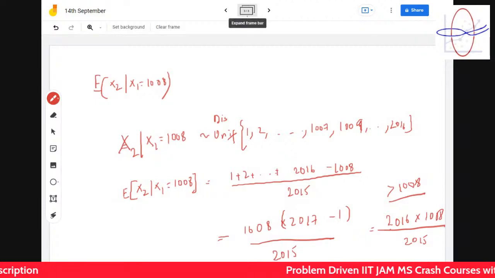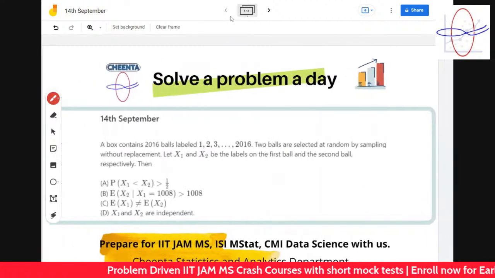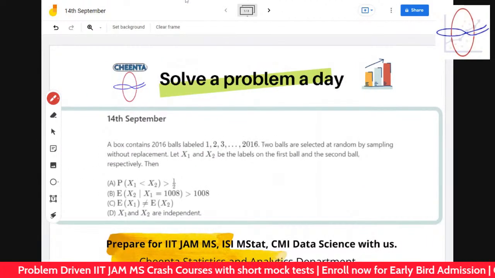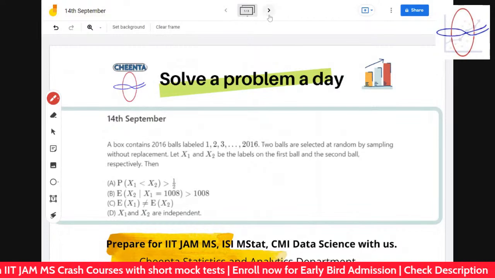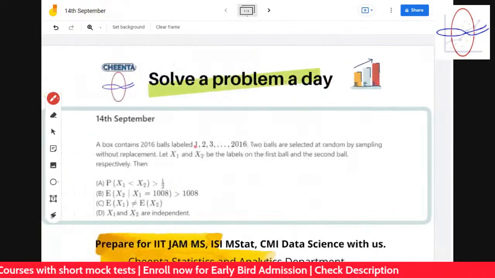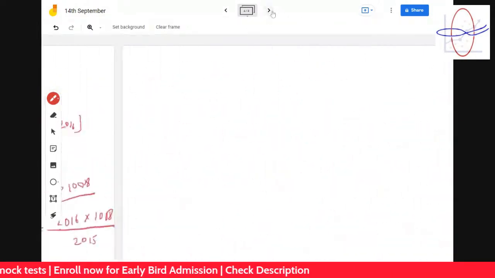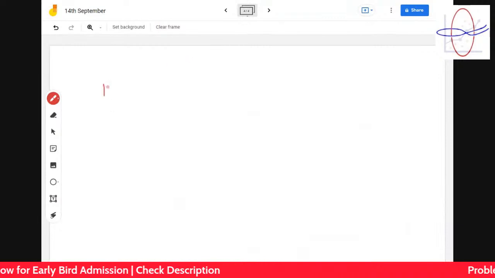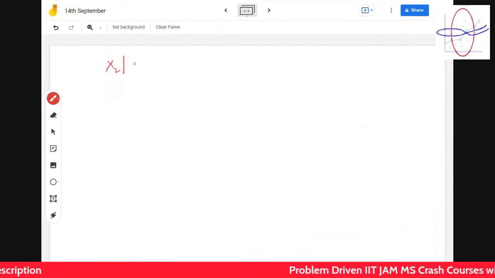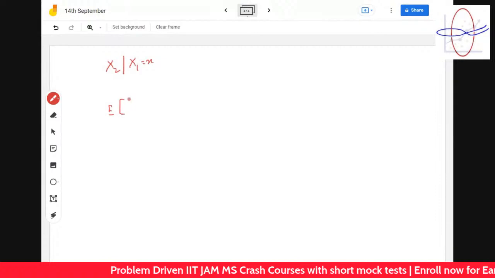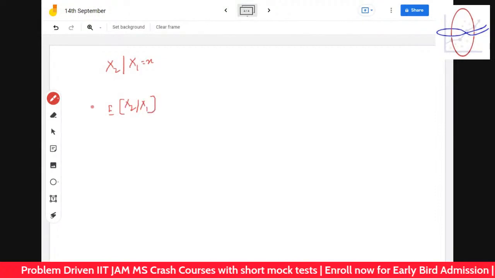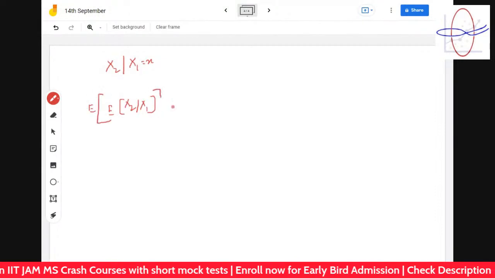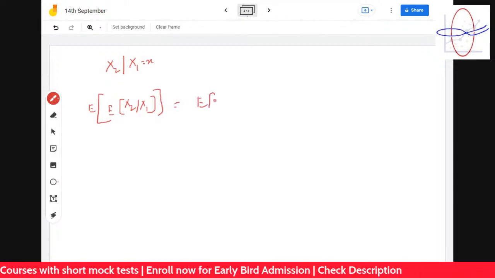That's the basic idea. So that's greater than 1008. And let's calculate the expectation of x2. All these things you can individually try to figure out why this is true. For the last one, we will use something called the smoothing property. So the expectation of x2: we know the behavior of x2 given x1 is equal to x. So we will take the expectation of the expectation of x2 given x1, and this will give rise to the expectation of x2.